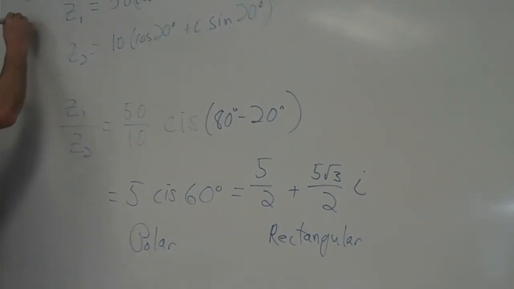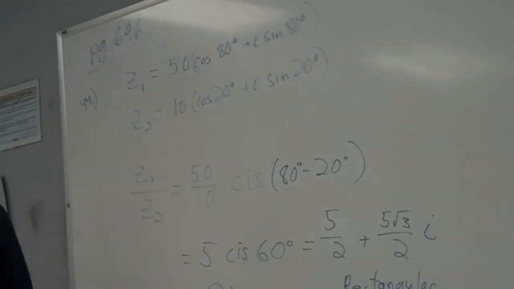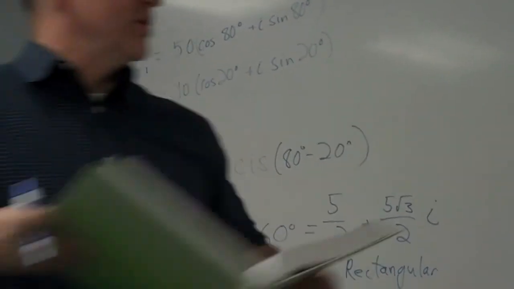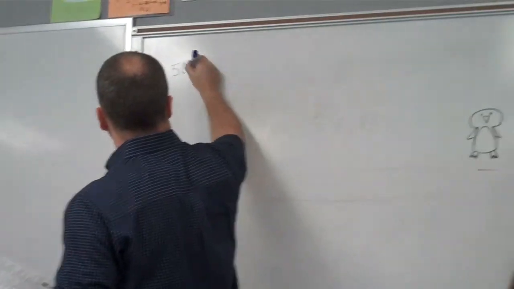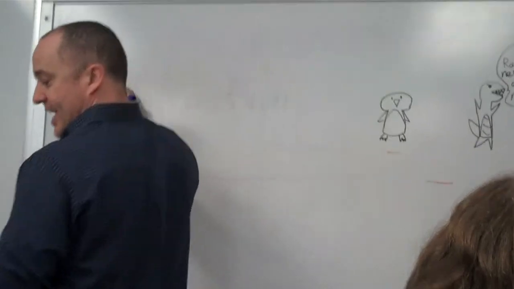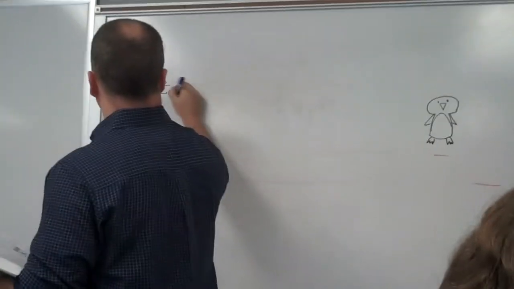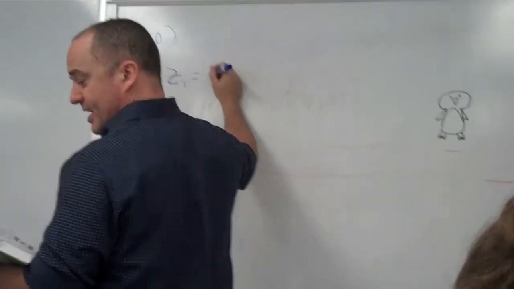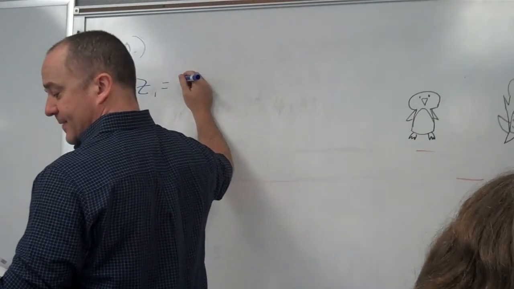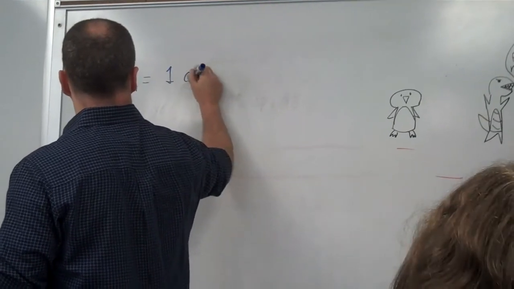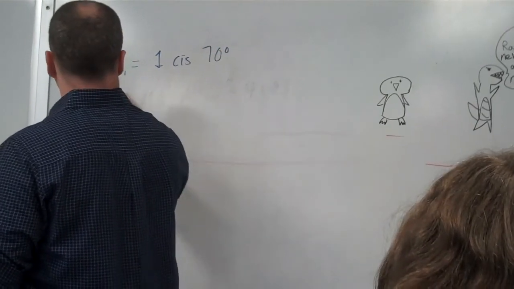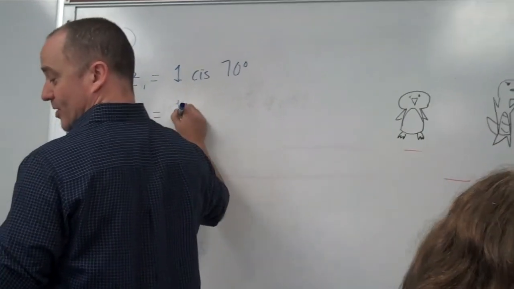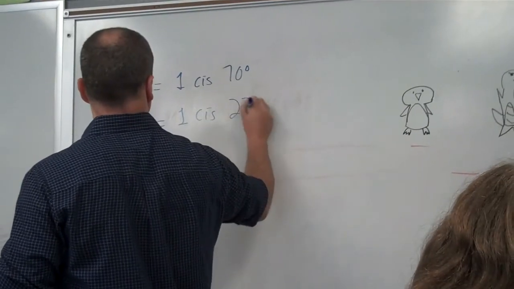Do I have another question from last night's homework? 50 and 52. I should have time to do both. I will do 50 first. Z1 would be 1 cis 70. Z2 would be 1 cis 230.